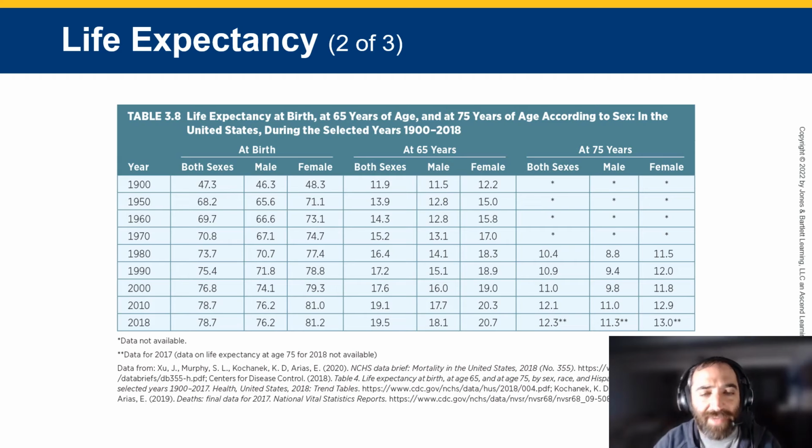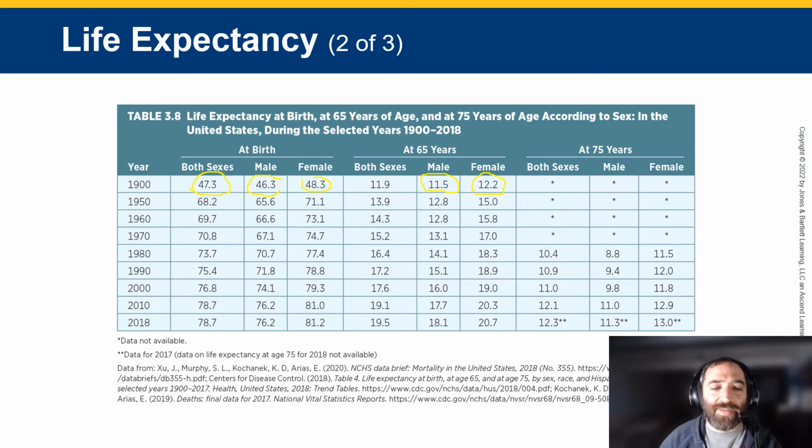All right, life expectancy at birth, at 65 years of age, and at 75 years of age, according to sex. So let's start here in the year 1900. What you can see here is that life expectancy in 1900 was about 47 years, a little bit more for women and a little bit less for men, right? But if they managed to live to be 65, which is, by the way, quite a bit older than 47, then men were still expected to live another 11 years, and women another 12 years. So the longer you live, the longer you're expected to live.